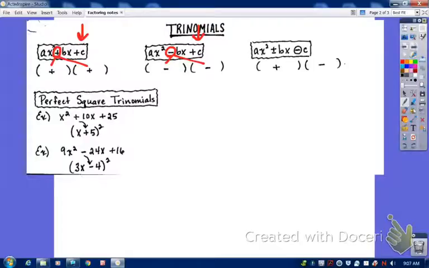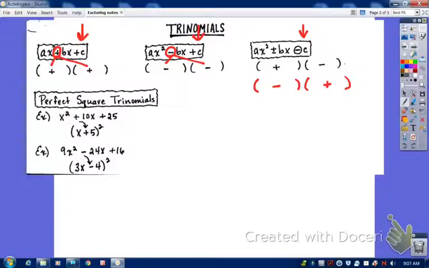If C is negative, then your signs are different or opposites, however you want to say that. If your last term, we're going to call that C, is negative, it means your signs are different. It might be a plus and a minus, or it could be a minus and a plus. Doesn't matter, but the signs inside your two binomials are going to be different signs.